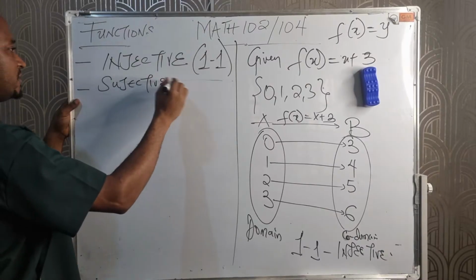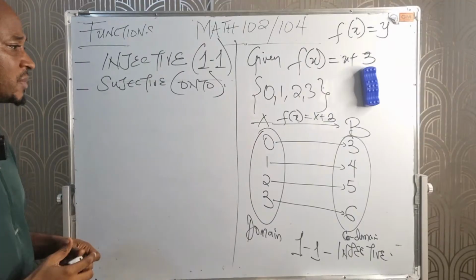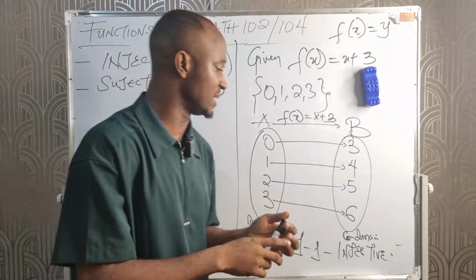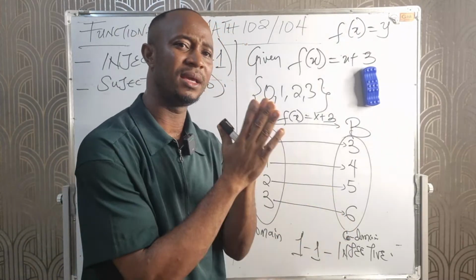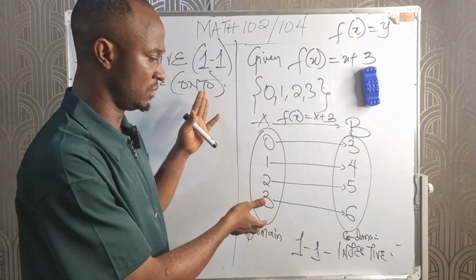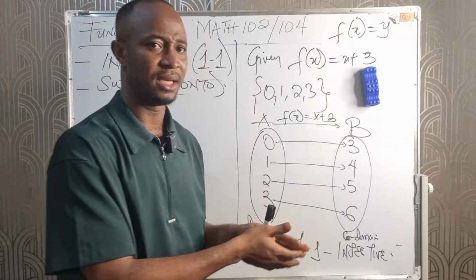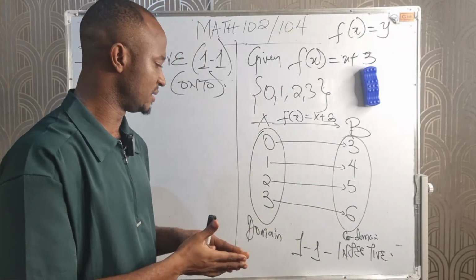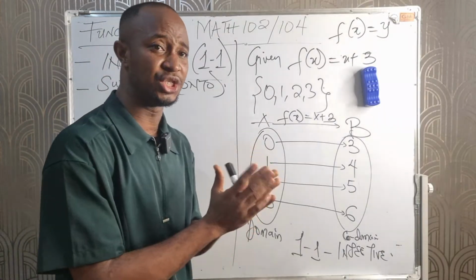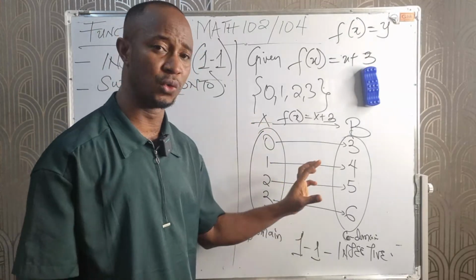The surjective. This is called the onto mapping function. The onto mapping function is the mapping function whereby every element in the codomain is assigned to at least one element in the domain. I repeat again, every element in the codomain is assigned to at least one element in the domain. And also, the range of the mapping function must be equal to the codomain.